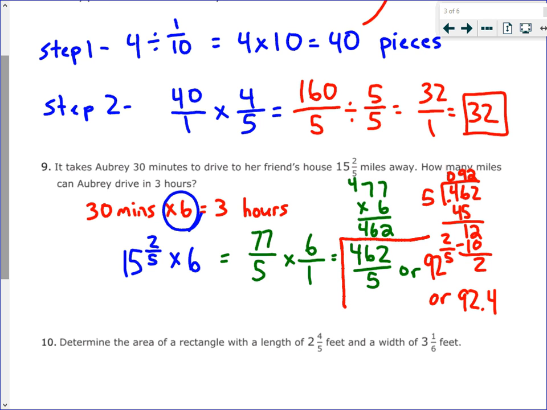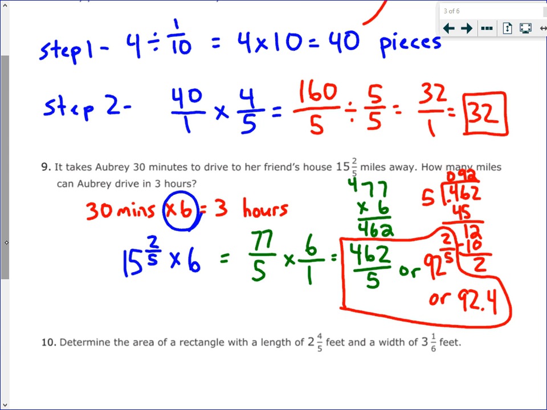So hopefully you understand that. If not, make sure you reach out to your teacher so they can explain it to you again. A lot going on there. But basically you're multiplying 15 2/5 times 6 because they want to know how much you can drive in 3 hours, not 30 minutes, not in 1 hour, and so on.